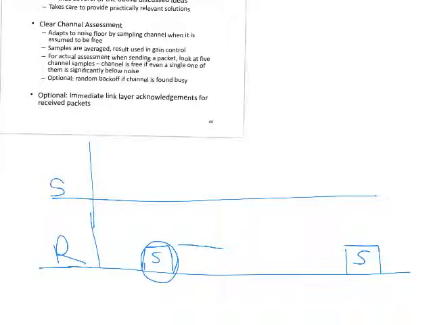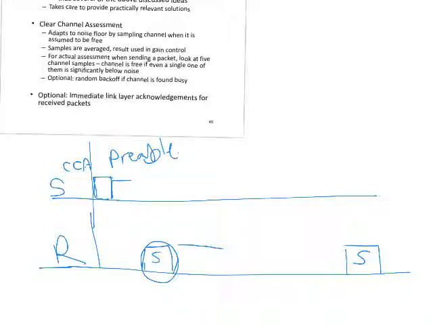So we transfer the complexity onto the sender now. What the sender does is that if it wants to send something to the receiver, it has to send what we call a preamble. Before this preamble, of course, there is a period which we call clear channel assessment, or CCA.